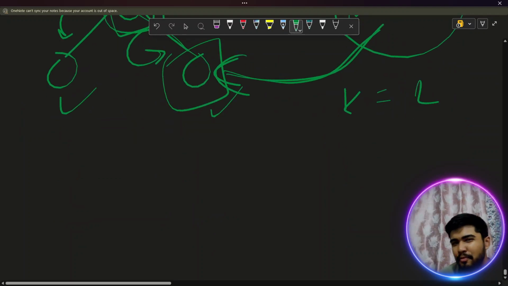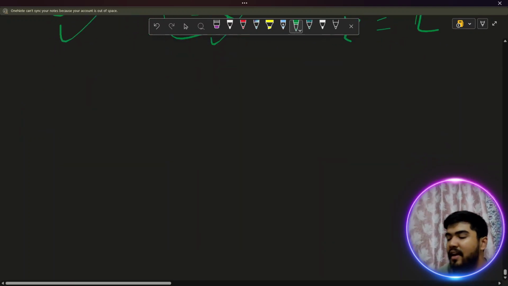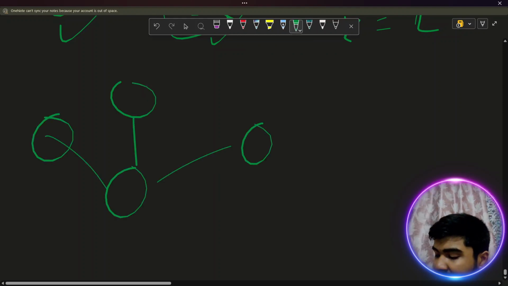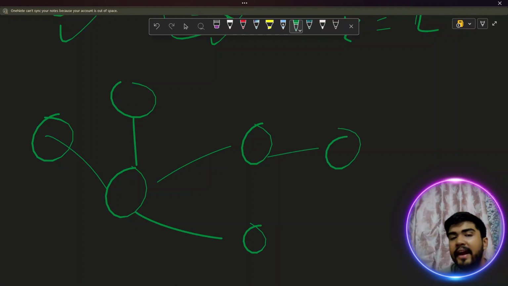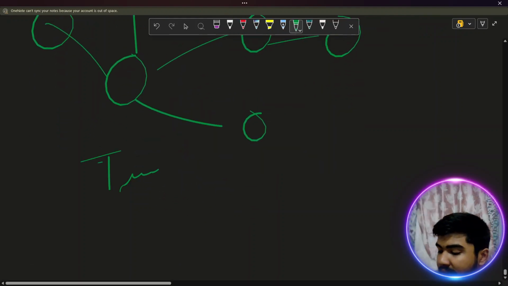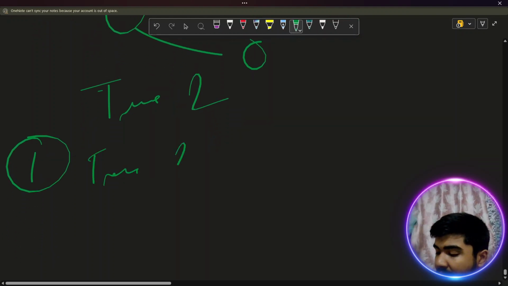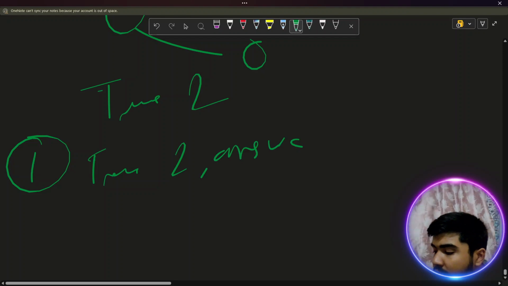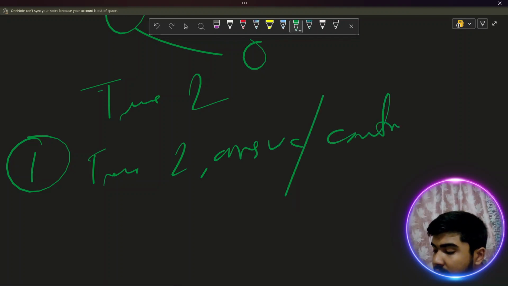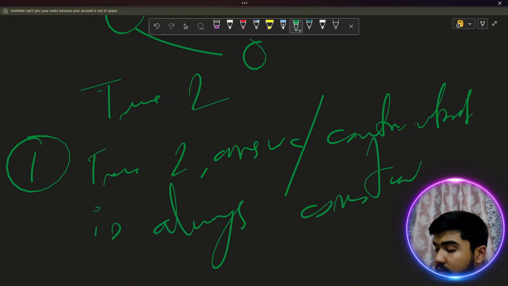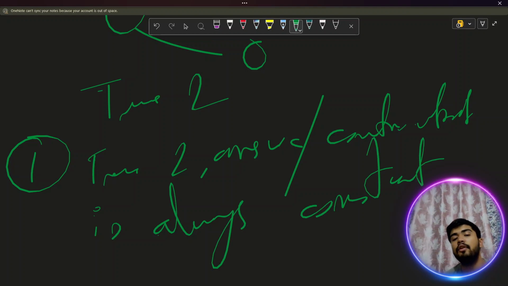So one thing's for sure, I am looking for some centralized node, right? So on tree 2, that is the first observation. On tree 2, the answer, the contributions to my answer, is always constant. Yes, for tree 2, the answer's contributions are always constant.